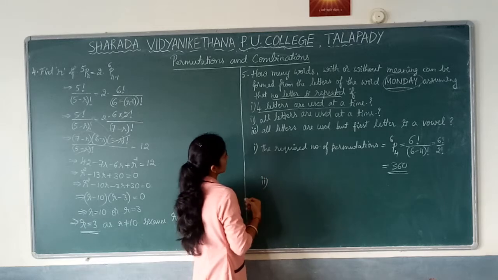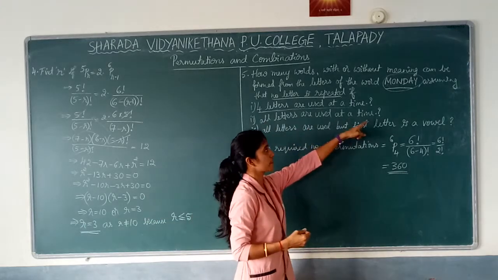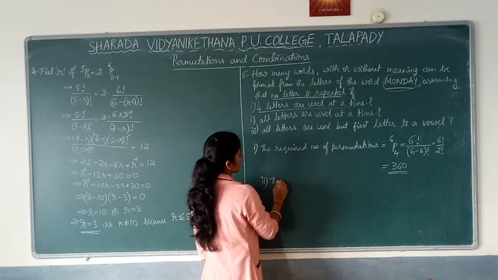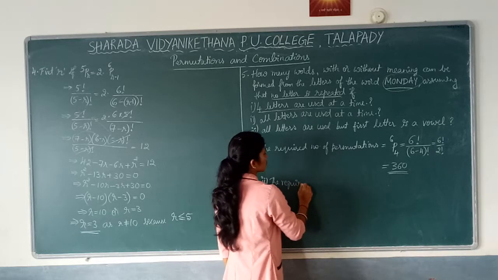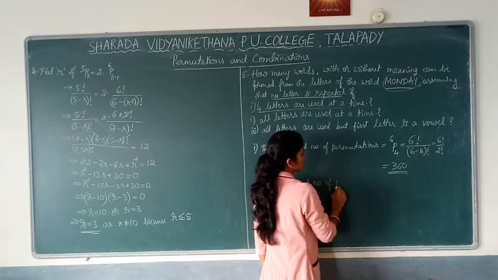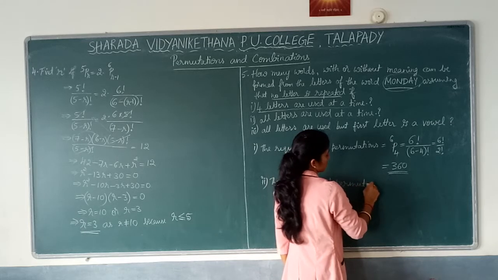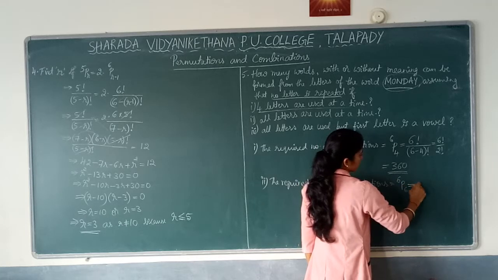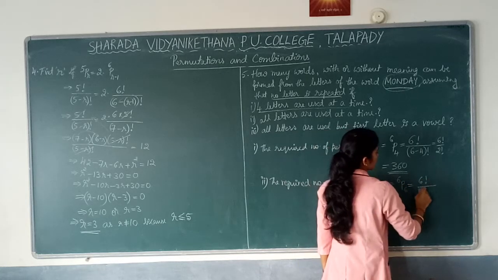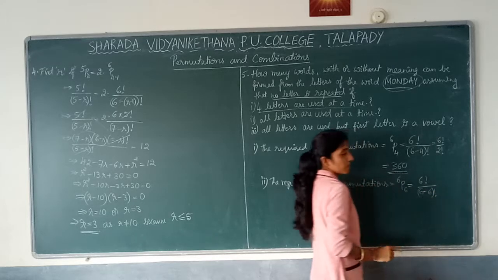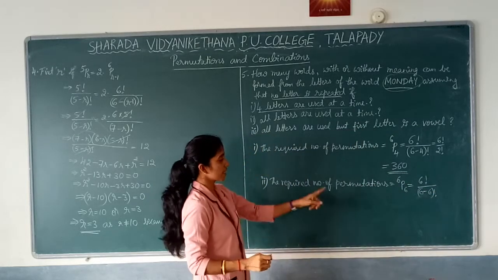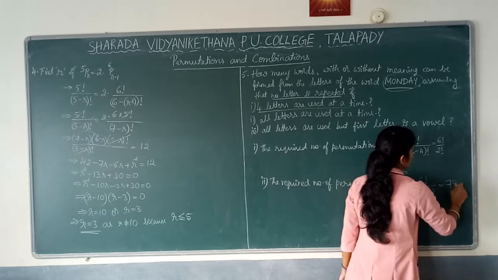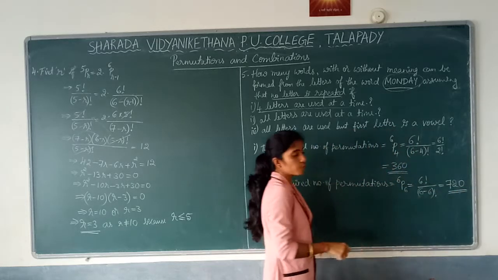Now the second one, what does that tell me? All letters are used at a time, meaning all 6 letters are used at a time. That means the required number of permutations is 6P6, right? When you use the formula, you get 6 factorial divided by (6 minus 6) whole factorial, which is 0 factorial. So you get 6 factorial divided by 1. What is the value of 6 factorial? It is equal to 720. Okay. So this is the required number of permutations.